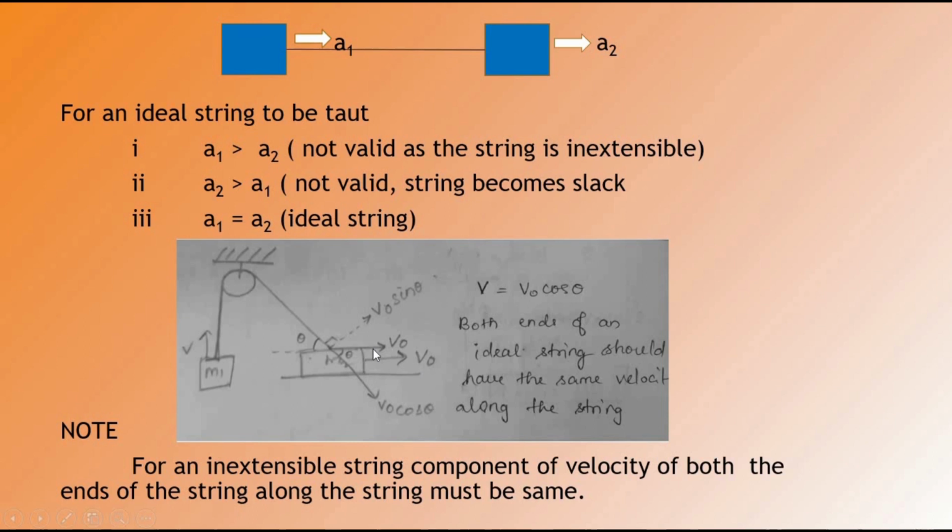We split this v0 into its components, that is v0 sin theta and v0 cos theta, where theta is the already given angle, and we get v, that is this velocity, should be equal to v0 cos theta. That is because both ends of an ideal string should have the same velocity along the string. So along the string, the velocity of this point is v, and along the string, the velocity of this point is v0 cos theta. So these must be the same.